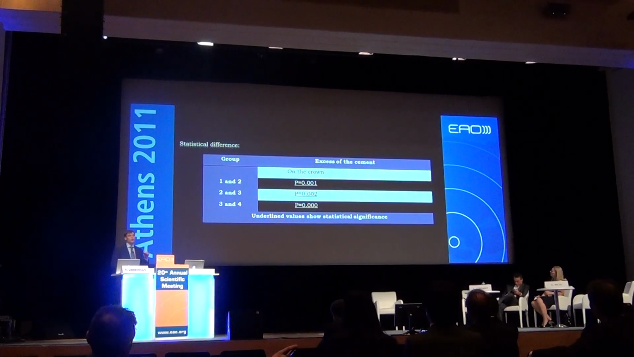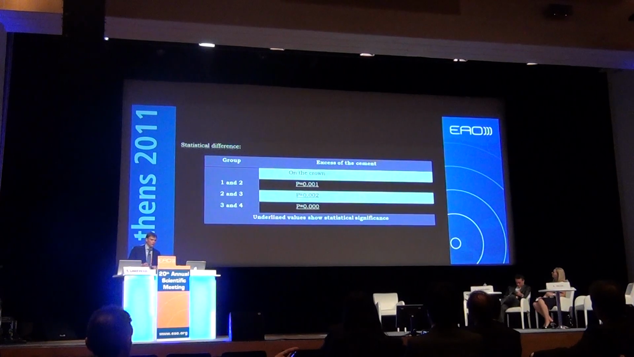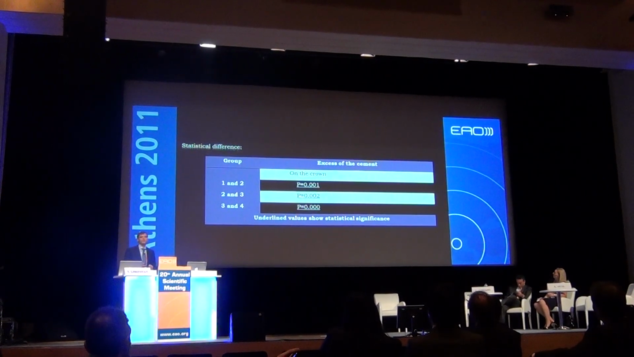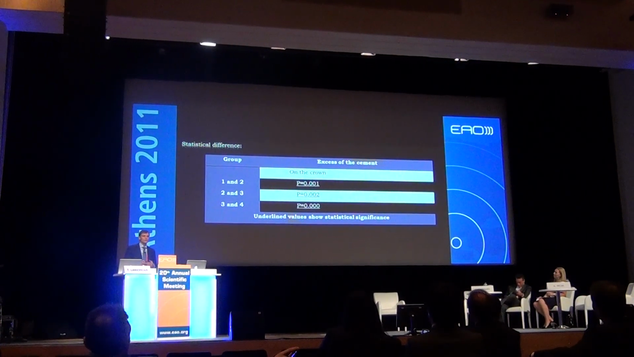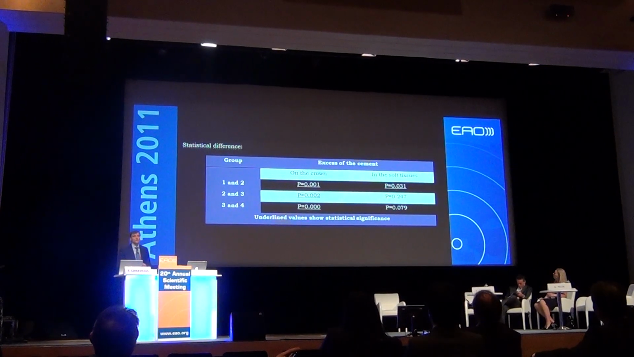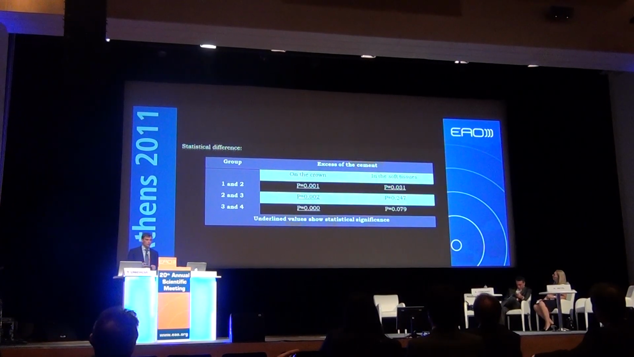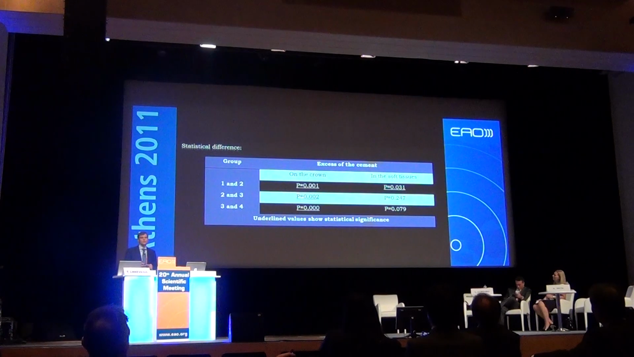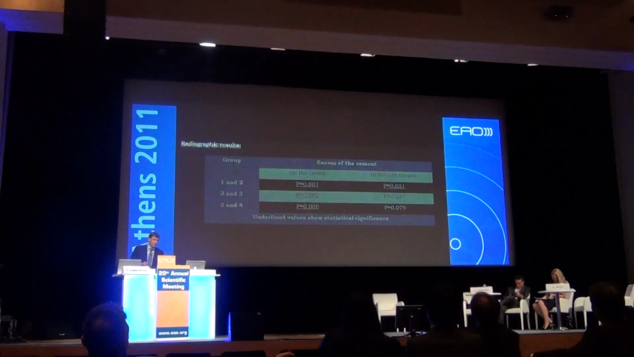And then we started to compare group by group. On the restorations, there was a significant difference between each group. In the tissues, it was a little bit different: it was significant only between the first and the second group.